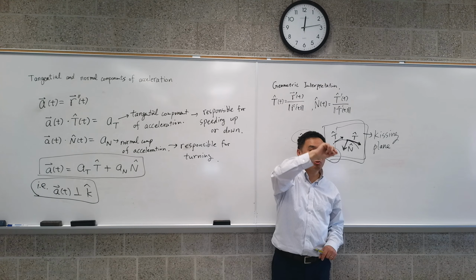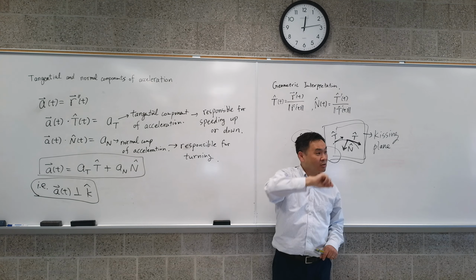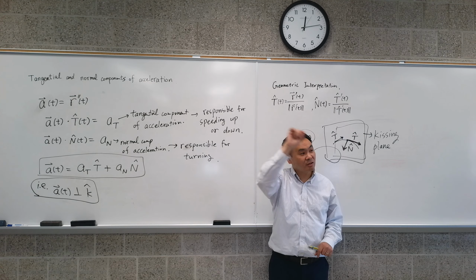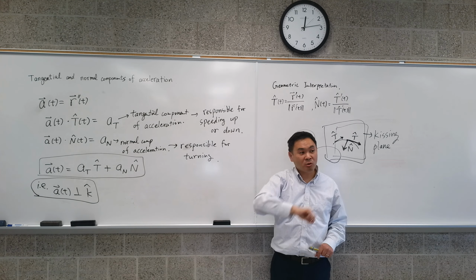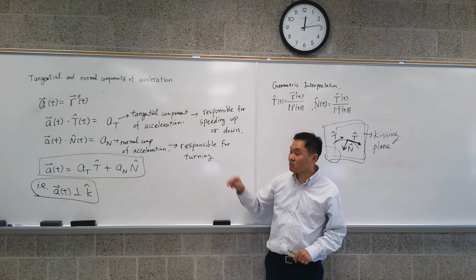So what kind of motion would you get? It'll be a circle, okay? It'll be a constant speed rotational motion. Okay? That's what you're going to get for that case.